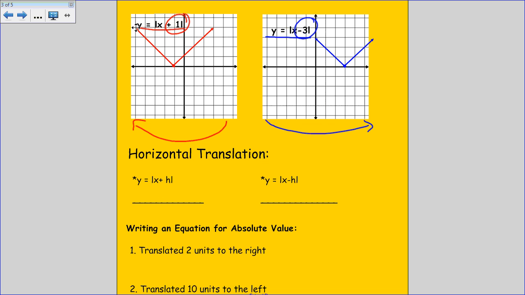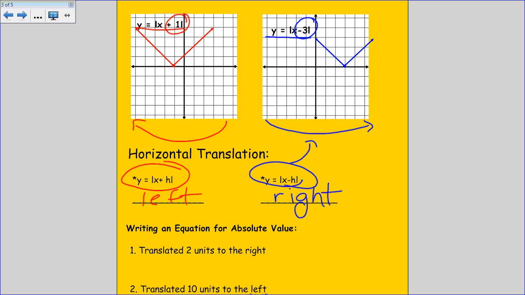So again, we said down here, the formula for translating it to the left is y equals the absolute value of x plus h, x plus a number, and this goes to the left. And we have the formula to go to the right, which you can see up here, is y equals the absolute value of x minus h.